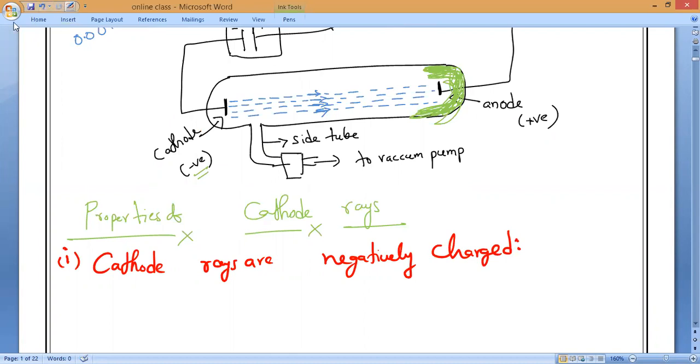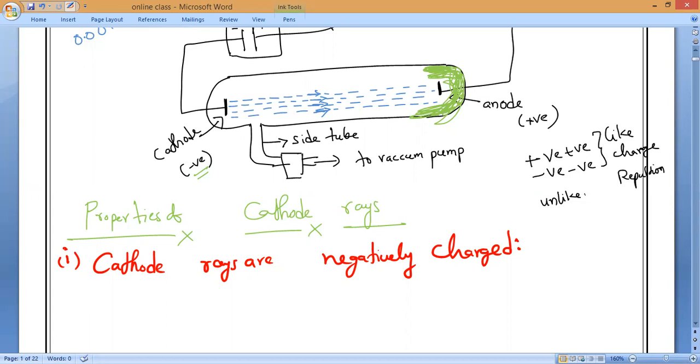So let us study this property. As we all know, when cathode rays are passed through a strong electric field, they deflect towards the positive charge terminal. That is what was noticed. In class 8 we studied: positive and positive will show attraction or repulsion? Repulsion. So like charges always show repulsion, and unlike charges will show what?